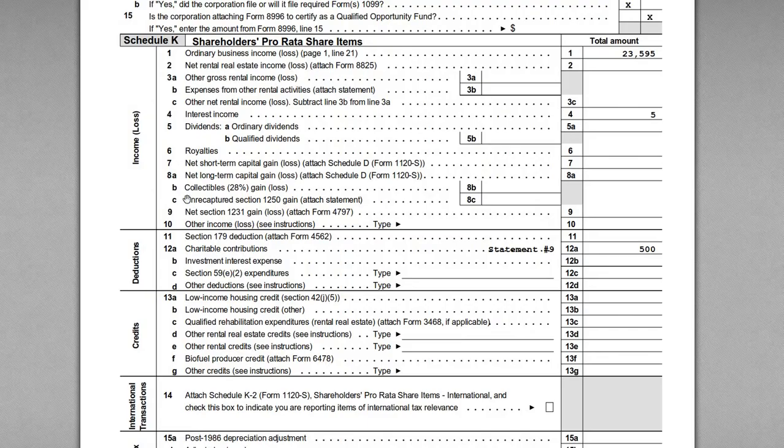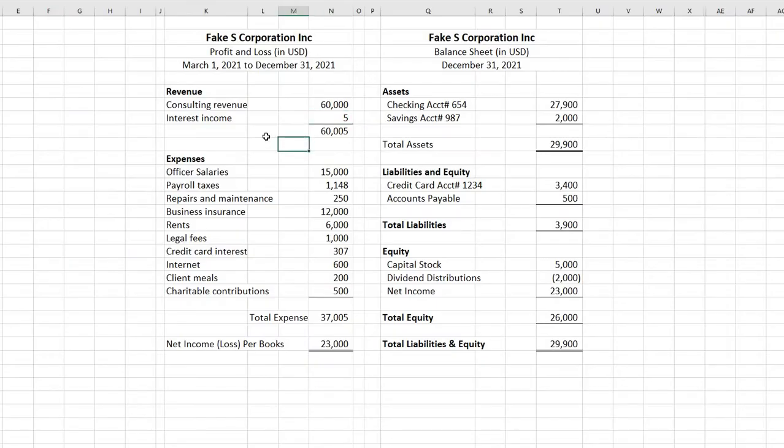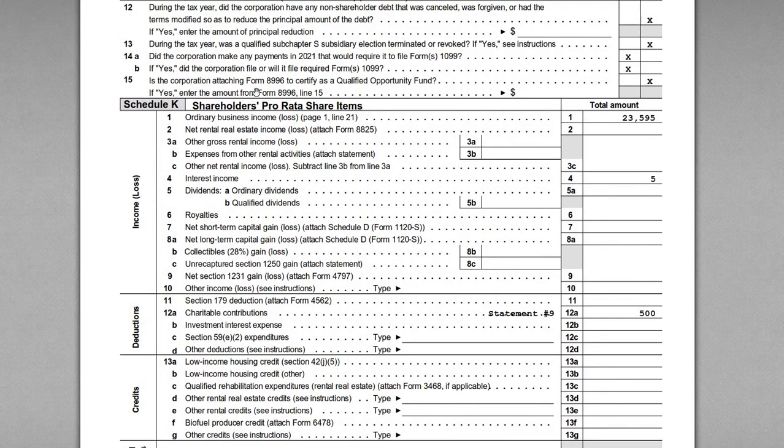And you'll note there's all these other items here, right? We have rental income, dividends, royalties, capital gains or losses, collectibles. All of these types of income, if you're looking at your P&L and you see other types of income that might fall into one of these categories here on Schedule K, they need to be separately stated on Schedule K. Do not include them on page 1 of the 1120S.